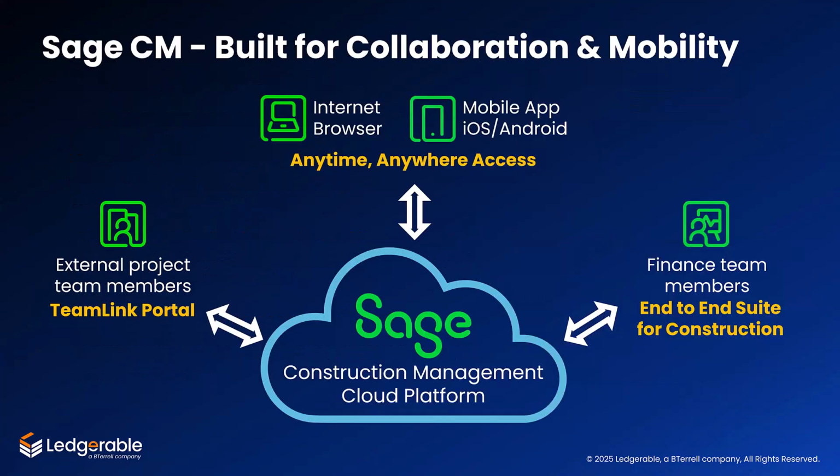I say Sage CM is built specifically for collaboration and mobility for two reasons. First, Sage CM mobile apps empower field teams with anytime, anywhere access to project details and provide the ability to document construction issues in progress. And secondly, its TeamLink Portal enables collaboration and real-time data sharing with external partners. Finally, the integration with Sage Intacct Construction Finance aligns operational and finance teams to work together towards improved job profitability.